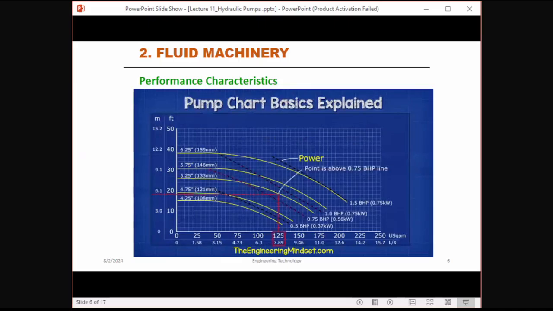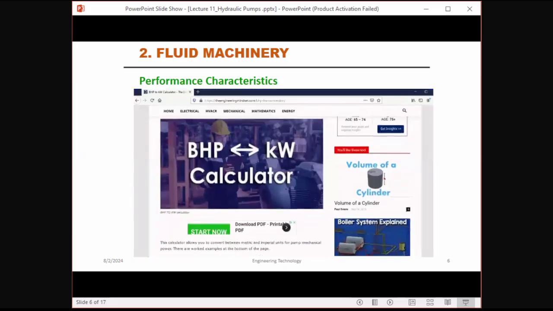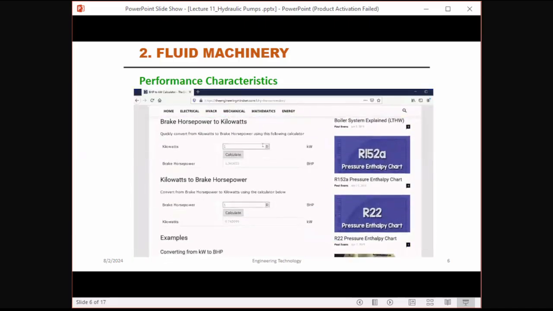As this point is above the 0.75 line, this means we can't use a motor of this rating because it will not be able to cope. Therefore, we will have to use a 1 brake horsepower motor. And we see the performance curve falls completely under this line. So if our head pressure calculation is wrong, then we do have some safety margin. If you want to convert between brake horsepower and kilowatts, then check out our free calculator, links down below for that.